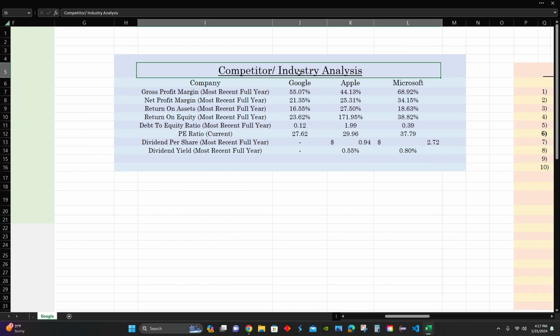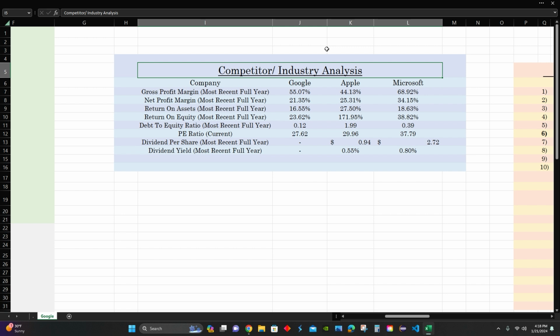Then right here on the right side, I did a competitor analysis comparing Google to Apple and Microsoft. If you want to compare them based on profit margins, it looks like Microsoft has the highest profit margins at 68% gross profit and 34% net profit. It also looks like Google has the lowest return on assets and the lowest return on equity, but in comparison to the other two companies, it looks like Google has the lowest debt to equity ratio and also the lowest PE ratio.